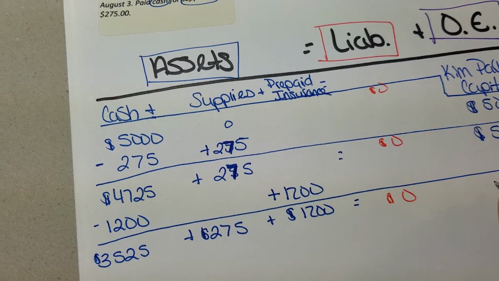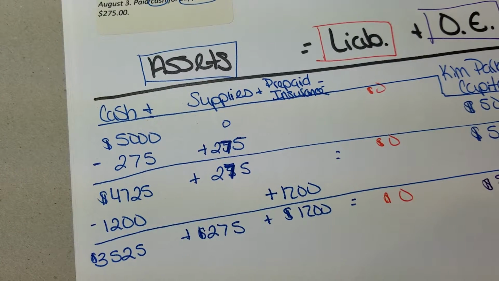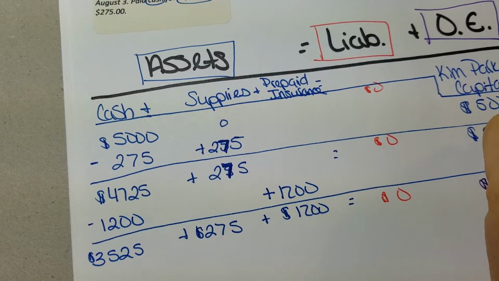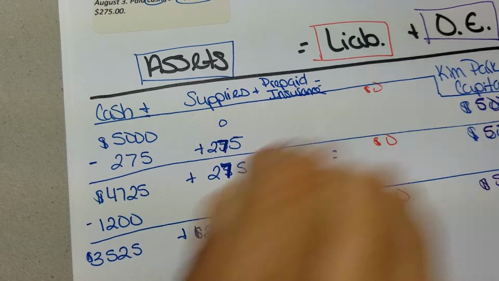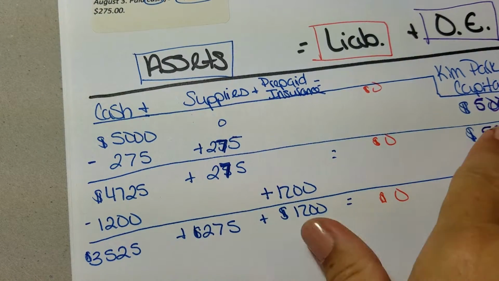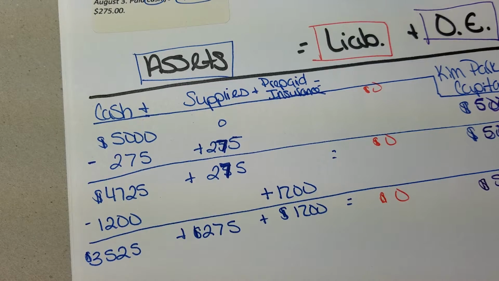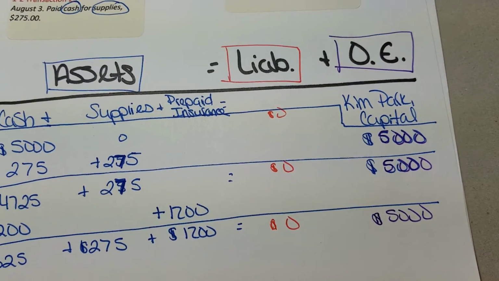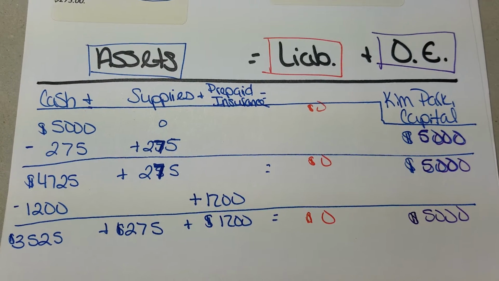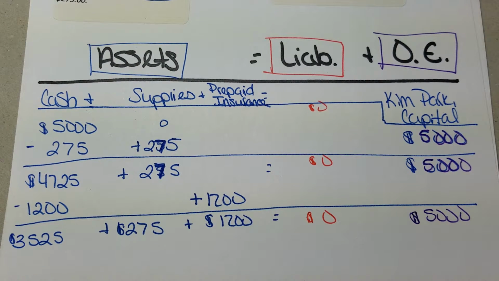Oh, I was supposed to be writing capital in purple. That was 5,000, not 500. Okay, you guys, I hope you caught that as we were going along and yelled at your screen to save it. So if you can see what I've got here, that is what to do when we pay with cash.